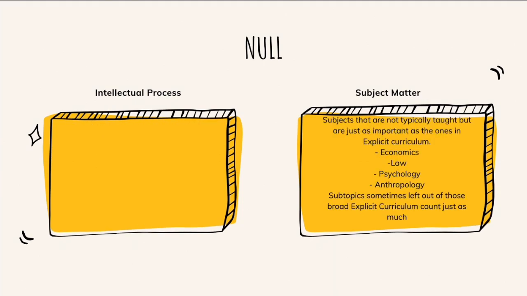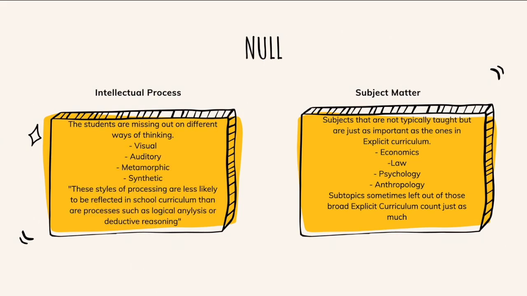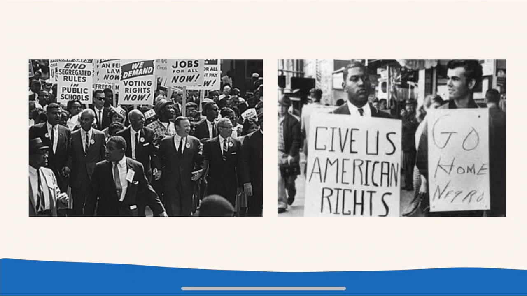The other major aspect is subject matter. These are subjects that are not typically taught but are just as important as any other topics shown in explicit curriculum. This includes topics like economics, law, psychology, and anthropology. This also includes subtopics left out of the broad topics in explicit curriculum. An example of this subset is, or can be, the teaching of the civil rights movement.